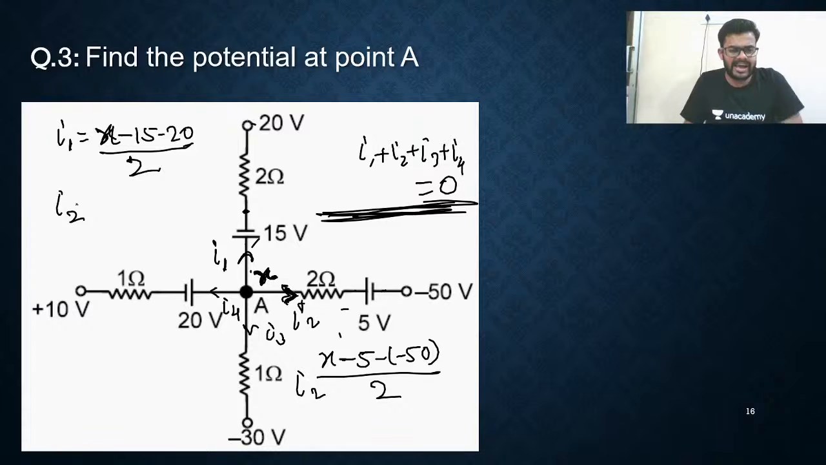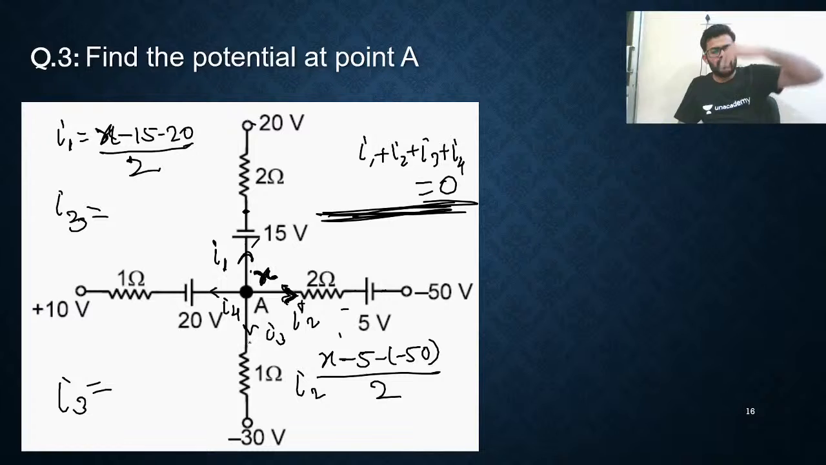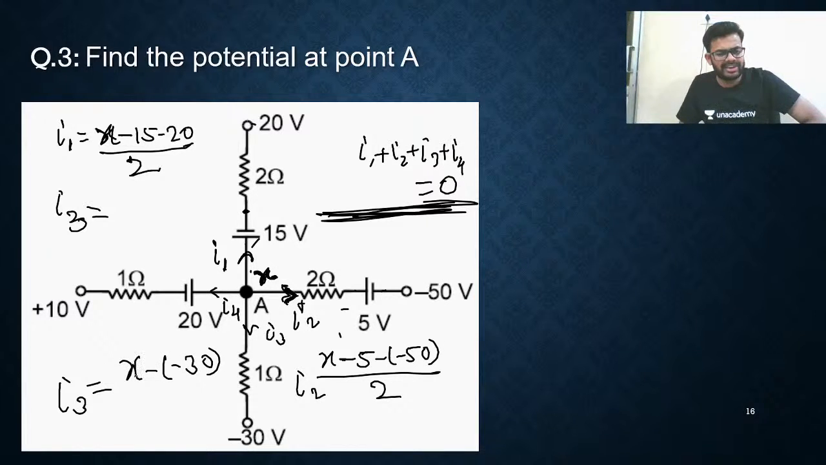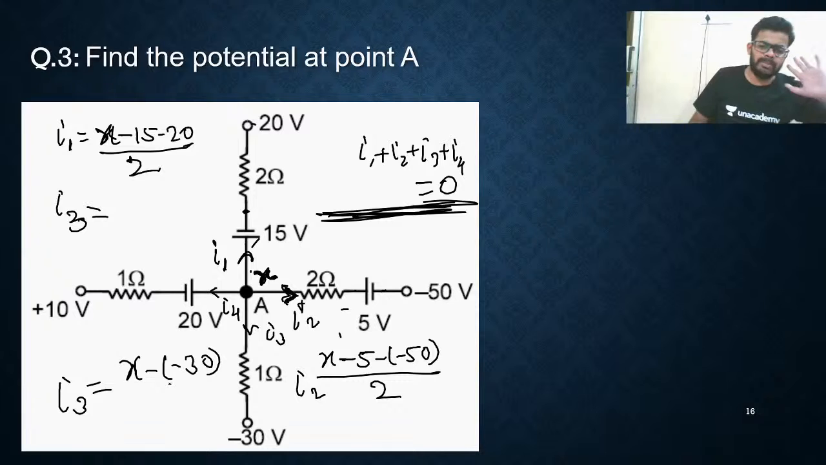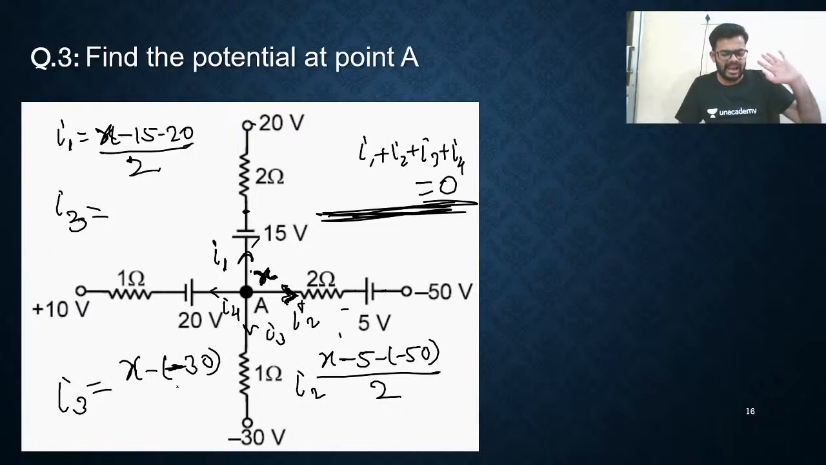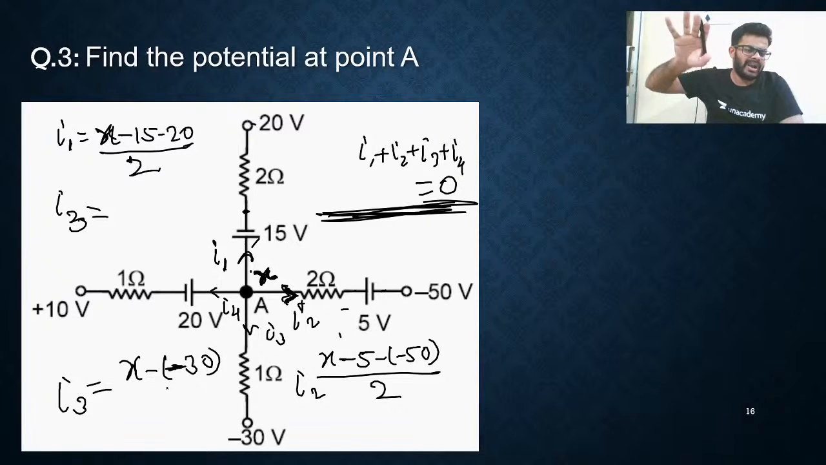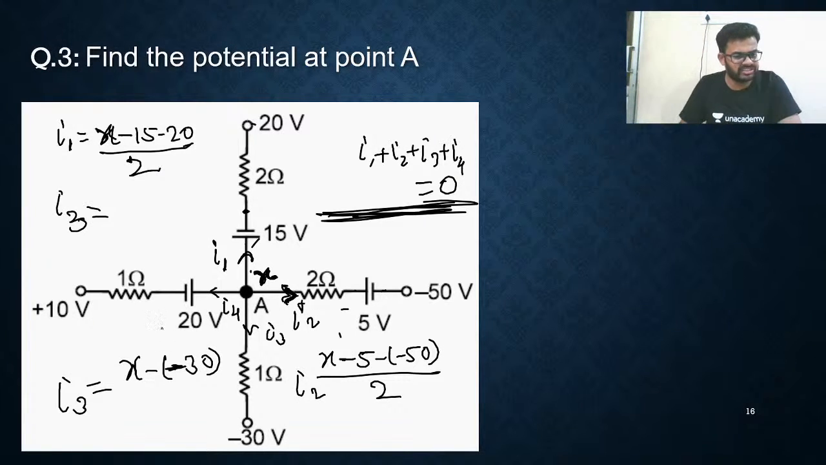Now let us write the I3 current. This is the branch down. This branch is I3. Now you go away from the center. So X minus of minus 30. You are just subtracting the potential, that's all. Center potential minus whatever potential is there in the circuit, maybe a cell or the end potential. So just take the potential difference divided by resistance. The resistance in this branch is 1 ohm.